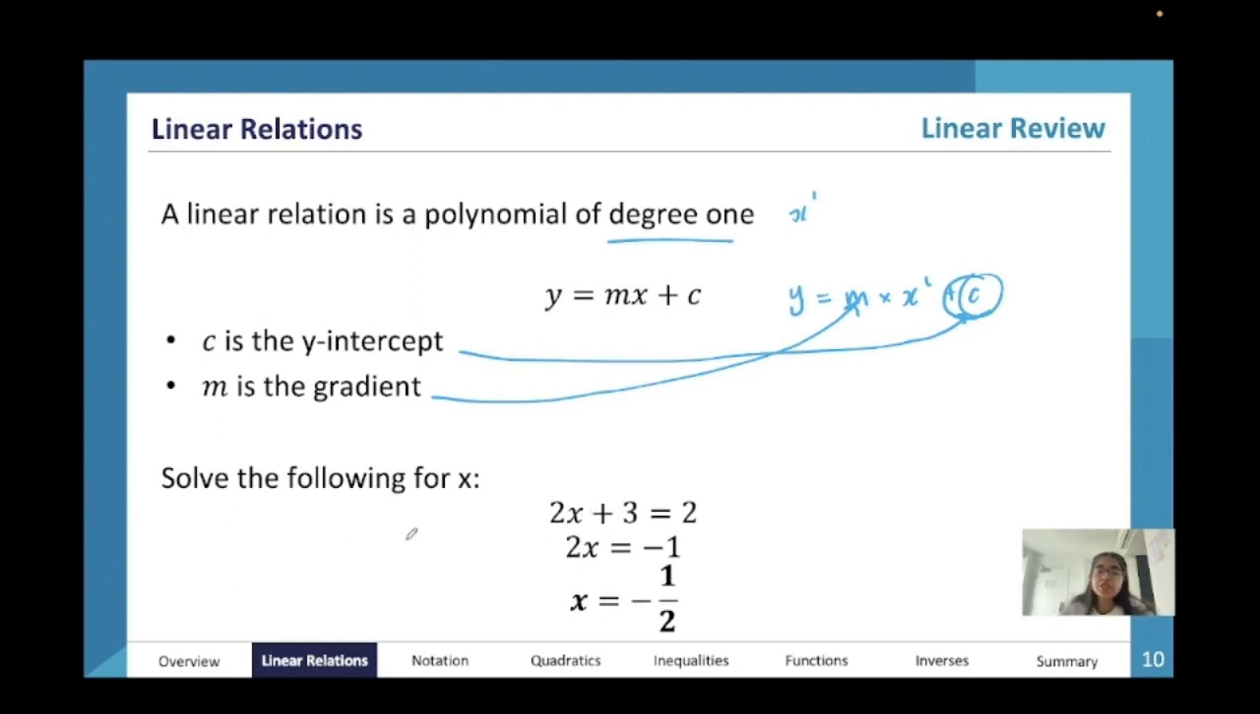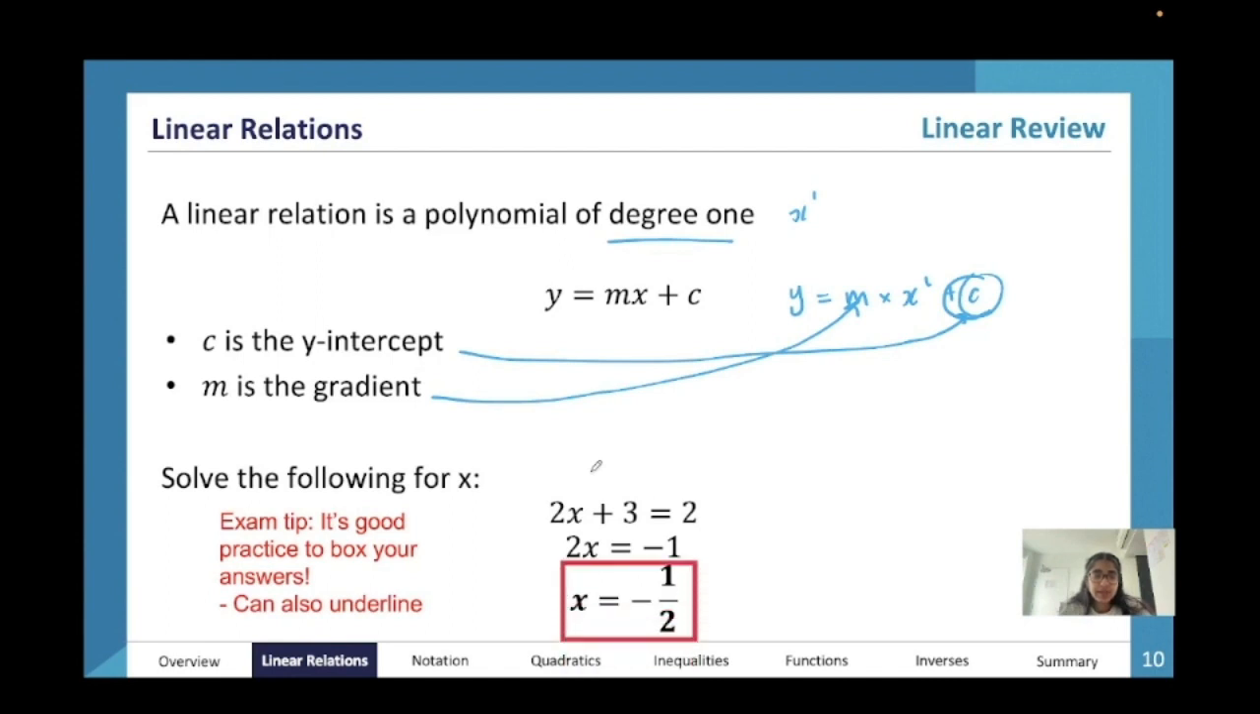Being able to solve linear equations is a really important skill. Hopefully you've been working on it. I think you would have started working on solving linear equations maybe even in year 8, so it's something you should be confident with by now. An exam tip: it's a good idea to highlight your answers, either underline them or put a box around them, just so the examiner can know straight away what your answer is.